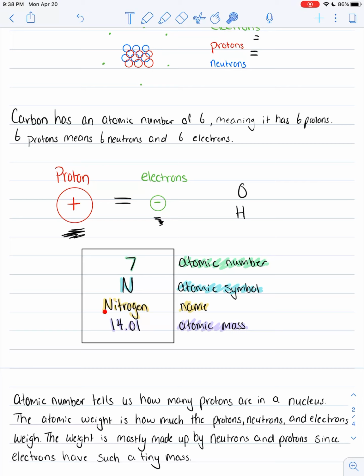You'll have the full name of the atom, and you'll have the atomic mass. Now, the atomic mass is typically this number times 2, and that's because you have 7 protons, so you have to have 7 neutrons. And if you remember from the vocabulary, the mass of a proton and the mass of a neutron are very similar. The mass of an electron is so minute that it doesn't really cause a dent in the atomic mass, but it is counted in there.